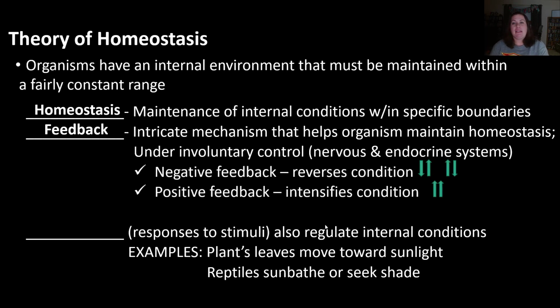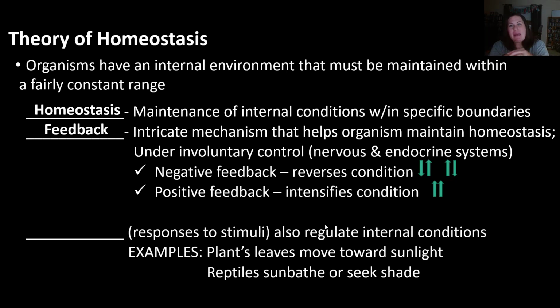Now, negative feedback systems are going to reverse the condition. So these work kind of like the air conditioner in your house. You set it at a certain temperature that you want your house to be, and when the temperature gets too high, your thermostat detects that and it kicks on the air conditioner, causing the temperature to come back down. That's how negative feedbacks work in our body. And that's what most of the feedback systems in our body are.